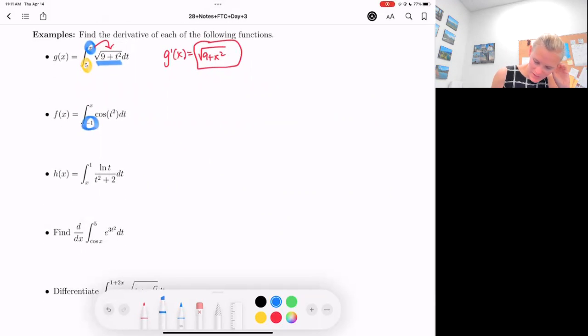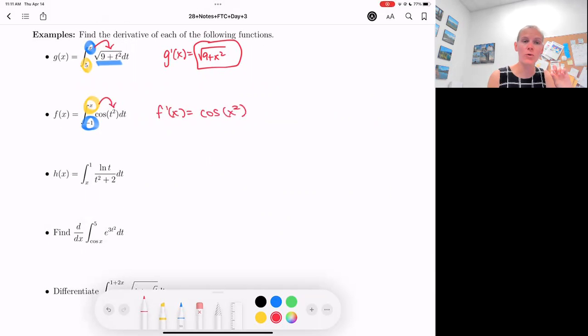So for this next one, I have the same thing. I have a number at the bottom. I have an x up top. That is how this statement is made. So I just plug the x in. So the derivative of that integral is cosine of x squared. Notice this only works if you are being asked to find the derivative of an integral.